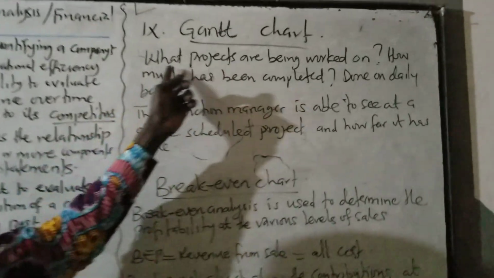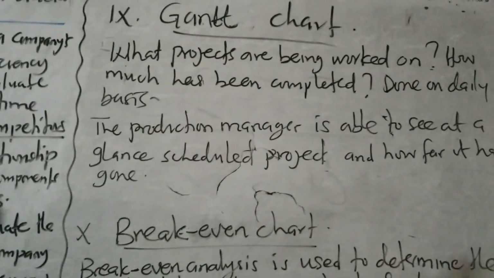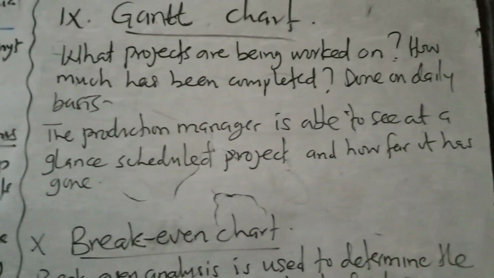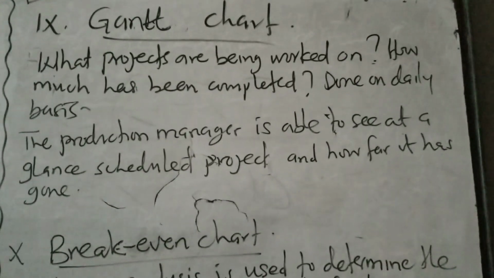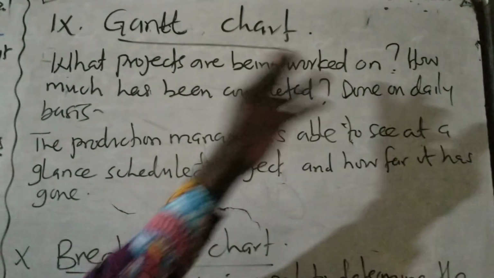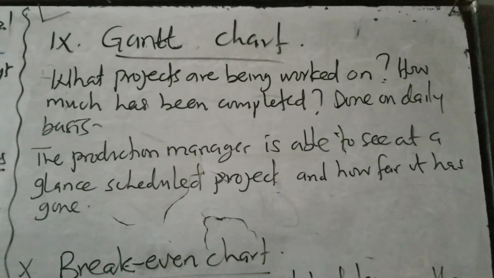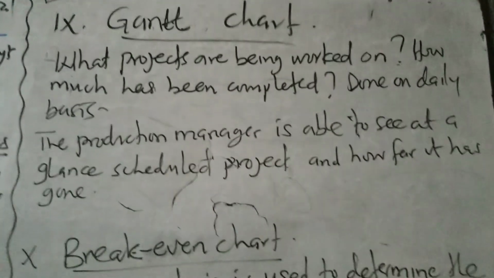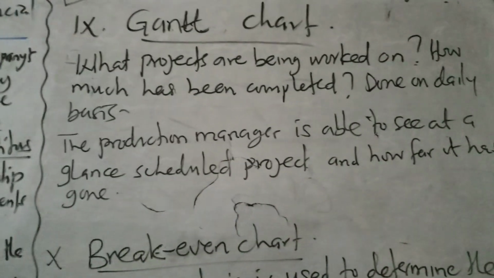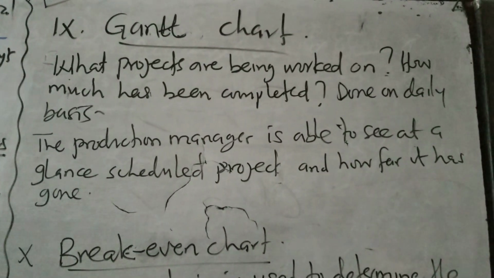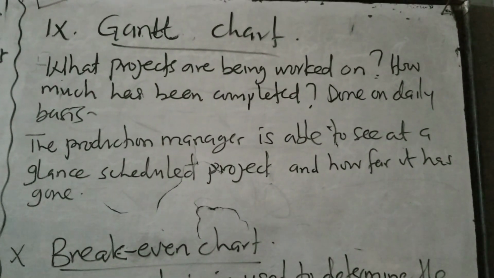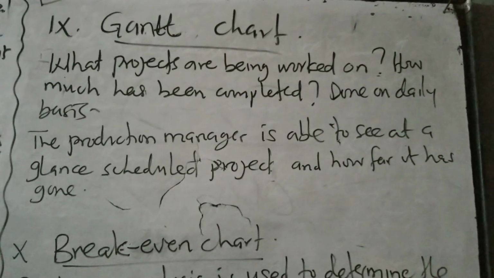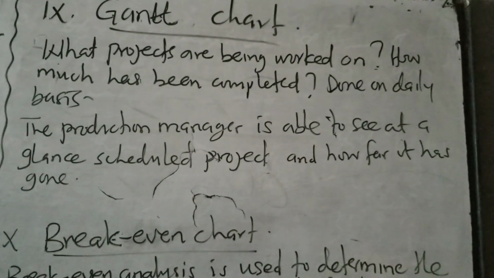So I said the Gantt chart would. The question will be asked: what projects are being worked on? When you go there, you know what we mean by what projects are being worked on. Then, okay, how much has been completed? How much has been completed on daily basis? So every day, the production manager will look at the chart. Then, just at a glance, you'll be able to know the project schedules and how far it has gone.